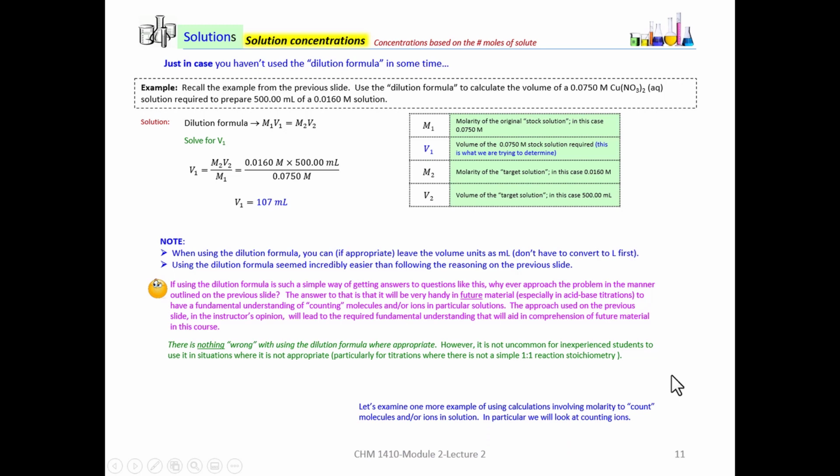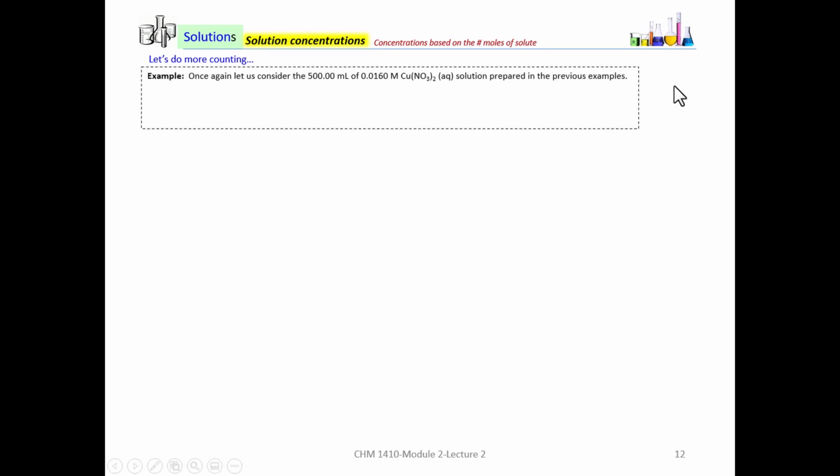Now let's examine one more example of using calculations involving molarity to count molecules and/or ions in solution. In particular, we will look at counting ions. So let's do some more counting, in this case the counting of ions. And as our example, we'll once again consider the 500 milliliters of 0.016 molar copper nitrate solution that the interviewer asked you to make, or at least describe how you would make, in the previous examples. Let's calculate the following things about this solution.